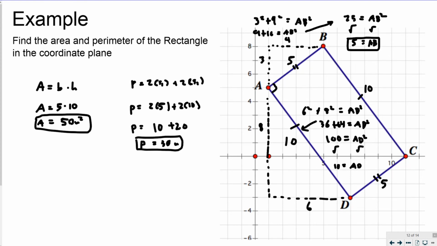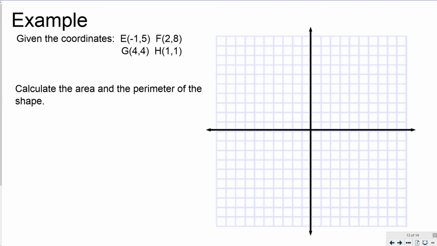So that's how to find area and perimeter for something that's all slanted on a coordinate plane. Use the Pythagorean theorem a couple times, and then do the calculations as normal. And then finally, if you're given coordinates, calculate the area and perimeter of the shape. So I'm going to locate the coordinates. E equals -1, 5. F is equal to 2 and 8. So I can draw in my line there. H equals 1, 1.